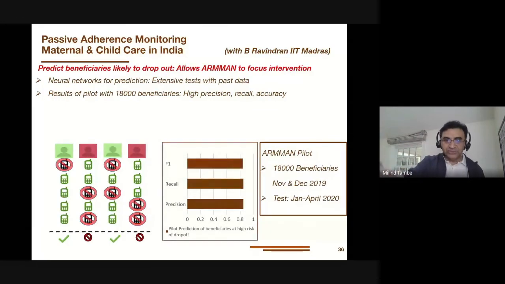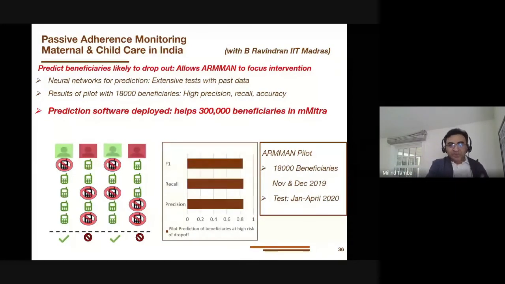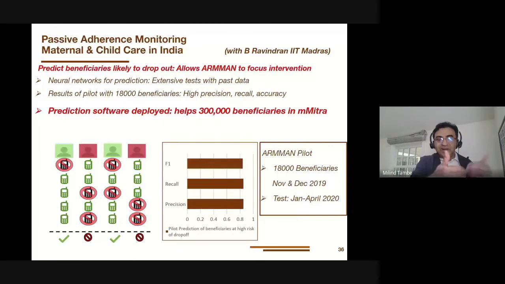They're actually using it to conduct interventions. And hopefully this will benefit the 300,000 beneficiaries who are enrolled in mMitra today. We are looking at the results of those interventions and are able to see that, indeed, by predicting these high-risk women, we are able to intervene on them and keep them in the program.